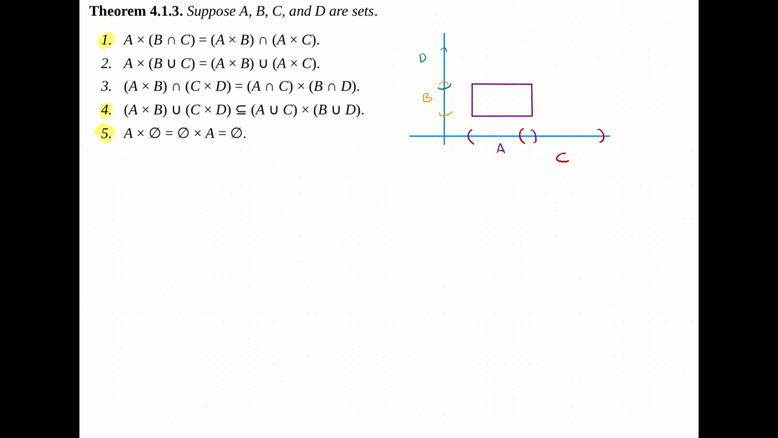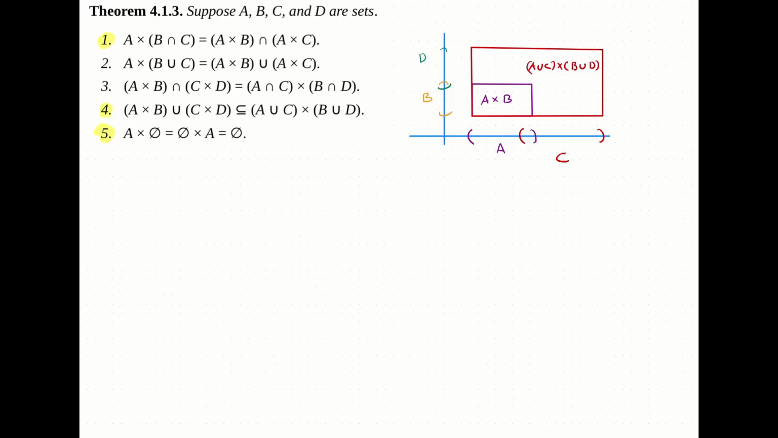And so that right there is going to be A cross B. And the whole region, if we go all the way around, all the way to C, and so now that whole region would be A union C, Cartesian product B union D. And so we will be looking at the whole rectangle for that.